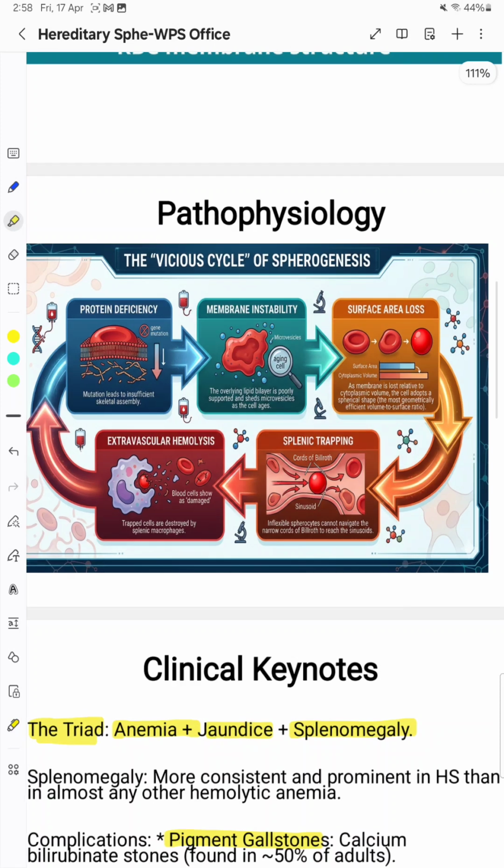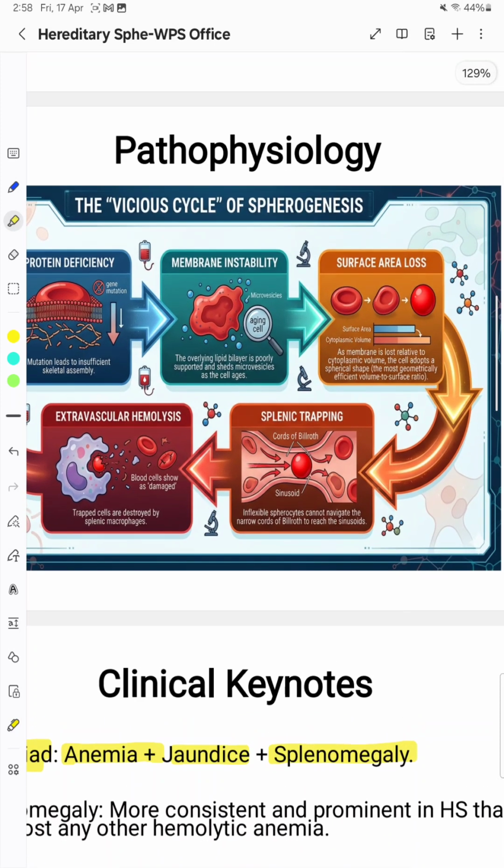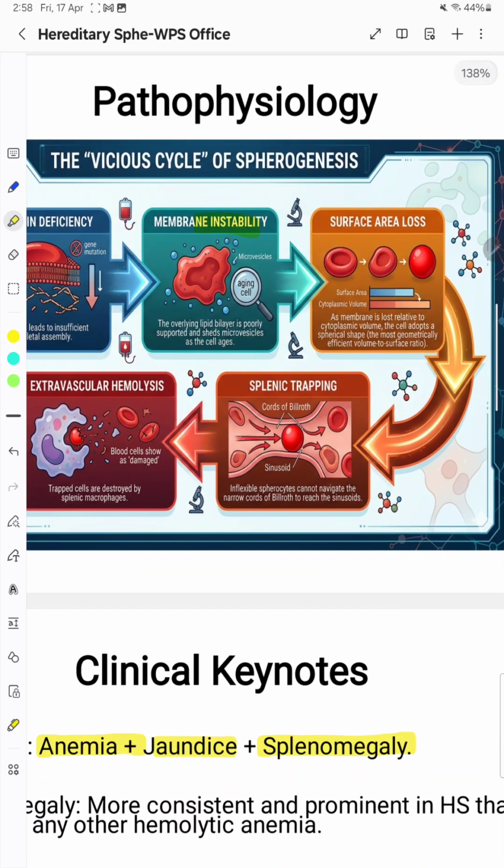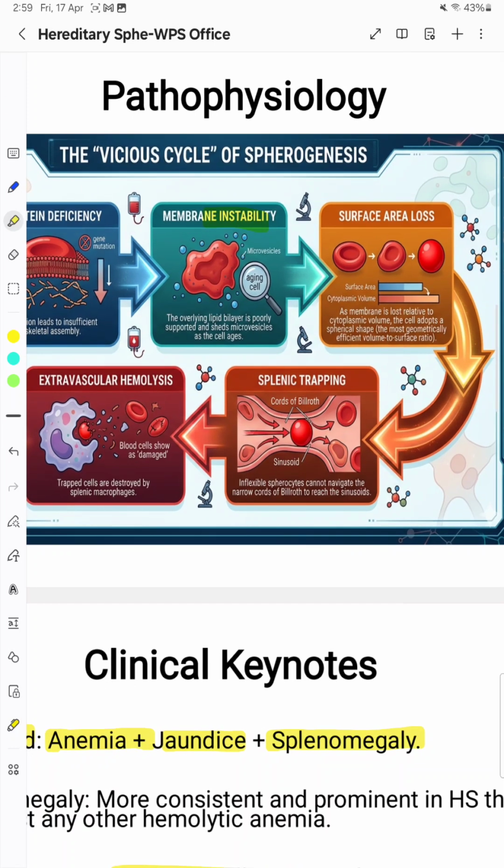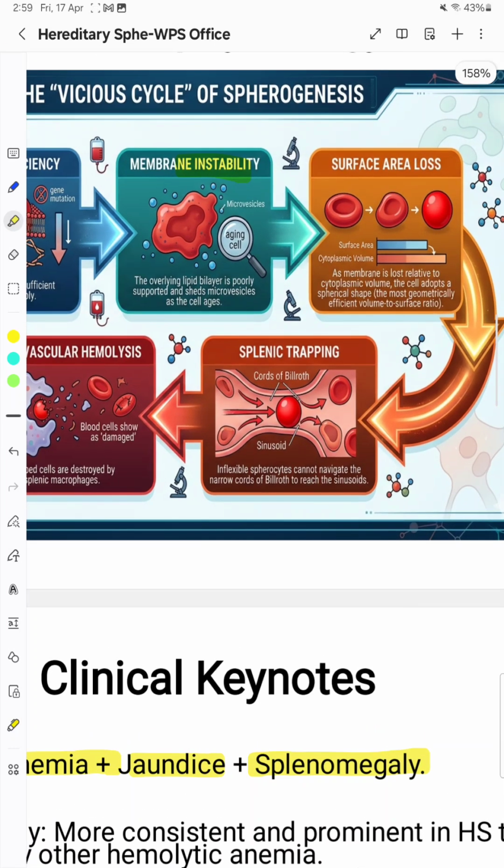Whenever there is deficiency of any of these proteins, this will result in increased RBC membrane instability and loss of the RBC membrane as the cell ages. So ultimately the cell assumes the shape of a spherocyte, which is geometrically efficient for volume to surface ratio. So the cell becomes a spherocyte from a biconcave cell due to loss of the RBC membrane.